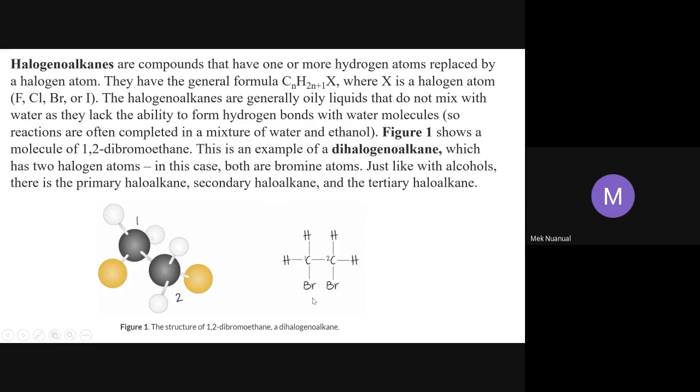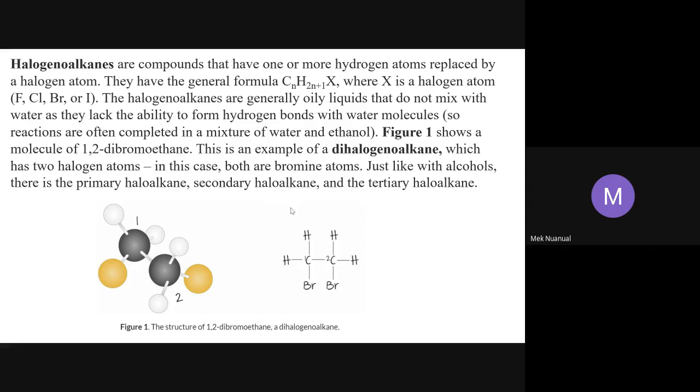A dihalogenoalkane is simply two halogens substituted onto the alkane, that's all. Now this one, like your alcohol that we learned last time, you can have a primary, a secondary and a tertiary haloalkane. So do you remember, just like your alcohols, if I have a primary haloalkane, it's connected to a carbon that's connected to how many hydrogens? Charles, say it loud. 2.